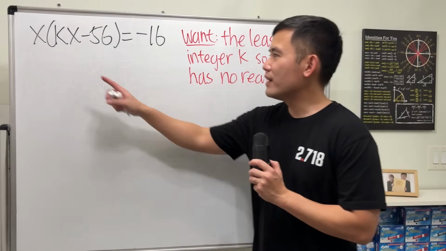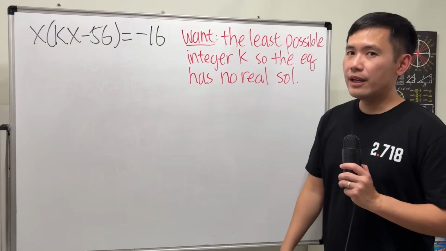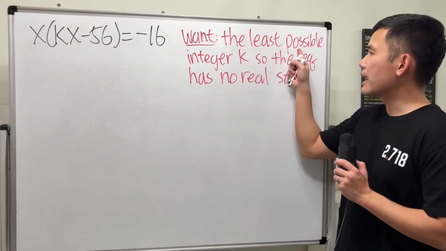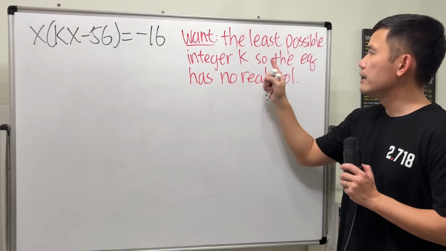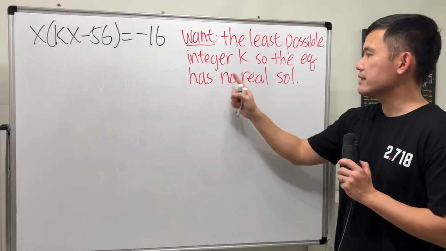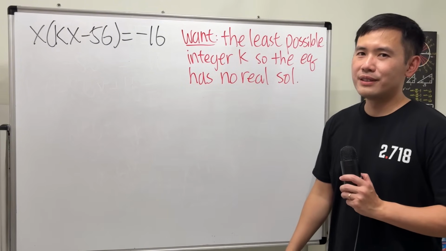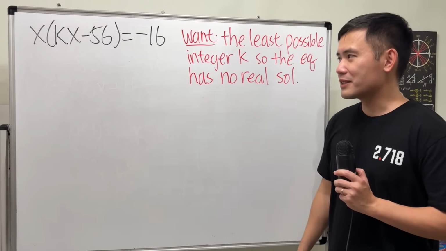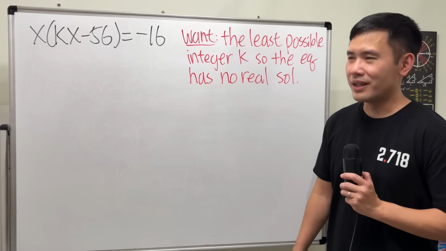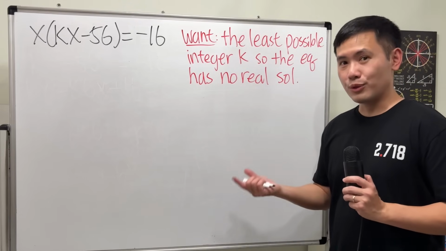Here, we are given this equation, and the goal is to find this possible integer k, so the equation has no real solutions. Where do we even start? And you know it, since this is the last question, it's usually the hardest one. But let's just do the usual business.